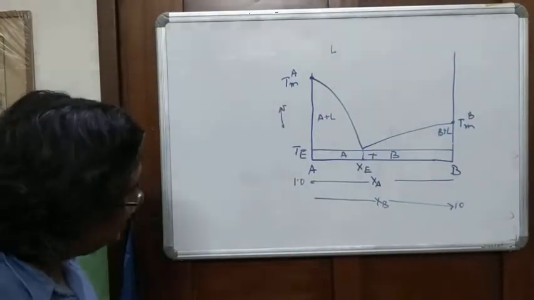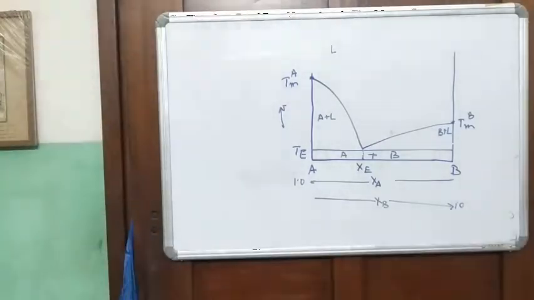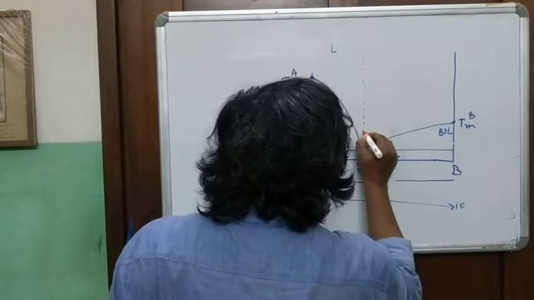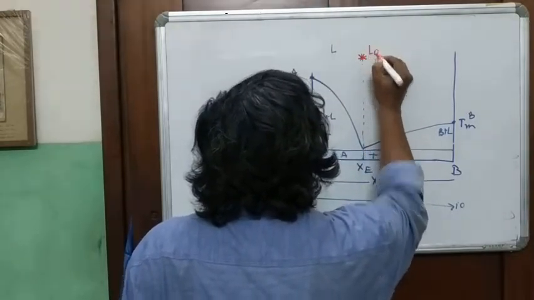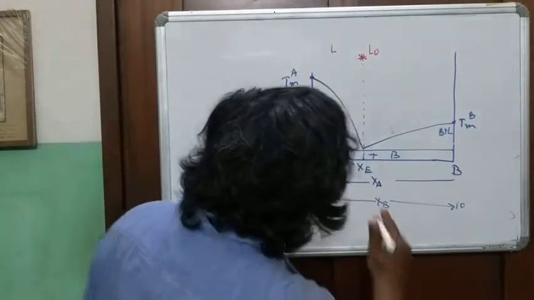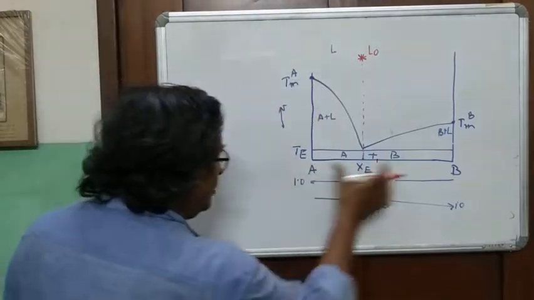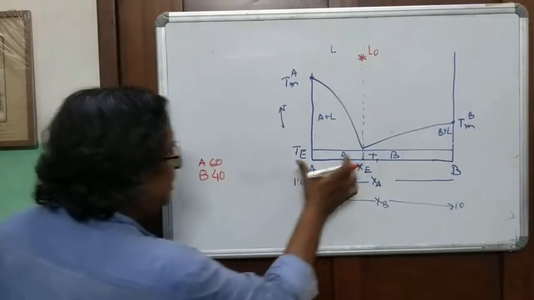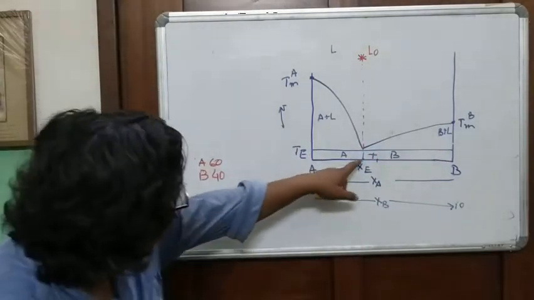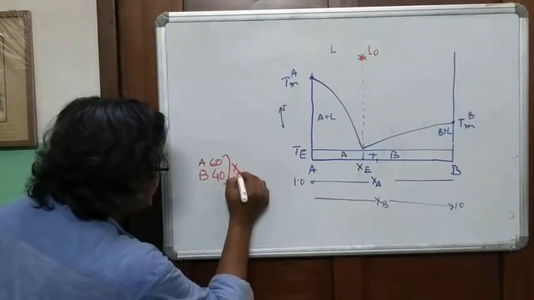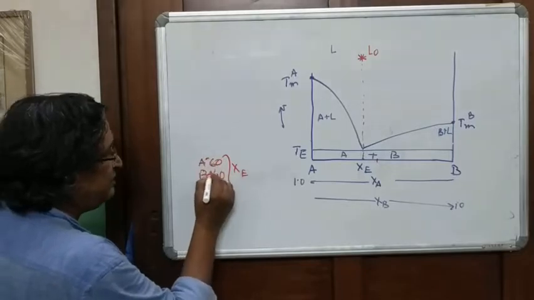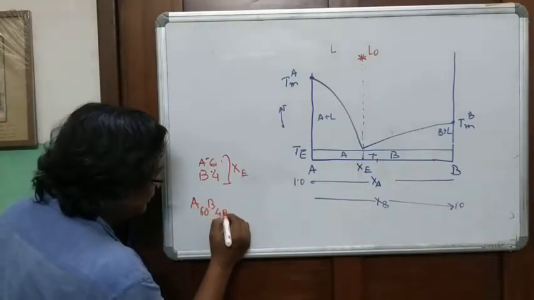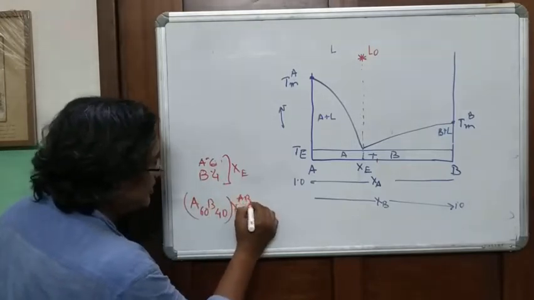Now, let's say we take a melt composition right above this eutectic. Let's say we take composition L0. Now if you look at this, this will be around 50. So this will be around A60 and B40, possibly. B40 and A60. This would be the composition of the eutectic. Or you can say A is 0.6 and B is 0.4 if you want. Or you can say A60, B40 as the eutectic composition. This is the eutectic composition for the system AB.